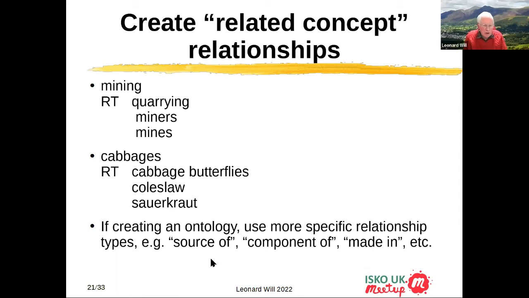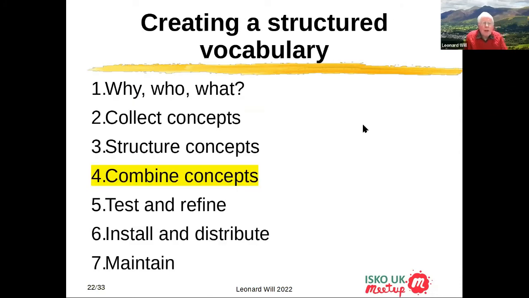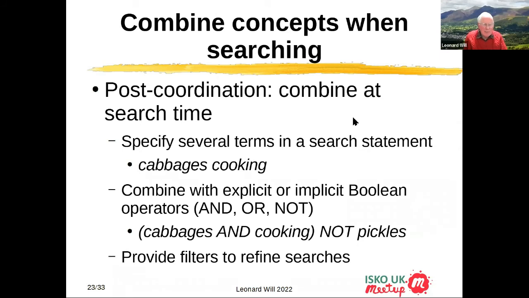In an ontology, then, in more specific relationships, as I said earlier, rather than just RT, related term, you can have source of, component of, made in, and so on. Then you've got a structure, you've got each facet in a hierarchy, and you've got links between them. Then you may need to combine things.